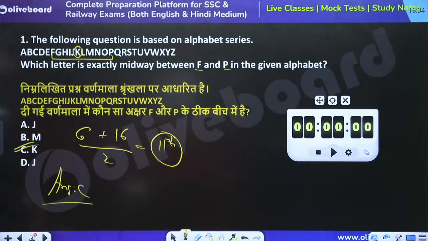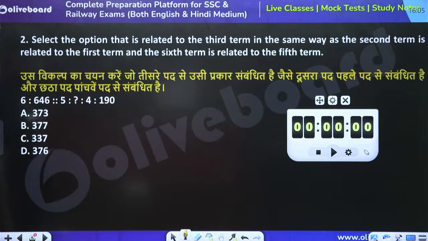6th letter, 16th letter, add them, divide by 2. If the sum was odd, increase by 1, divide by 2. Next.